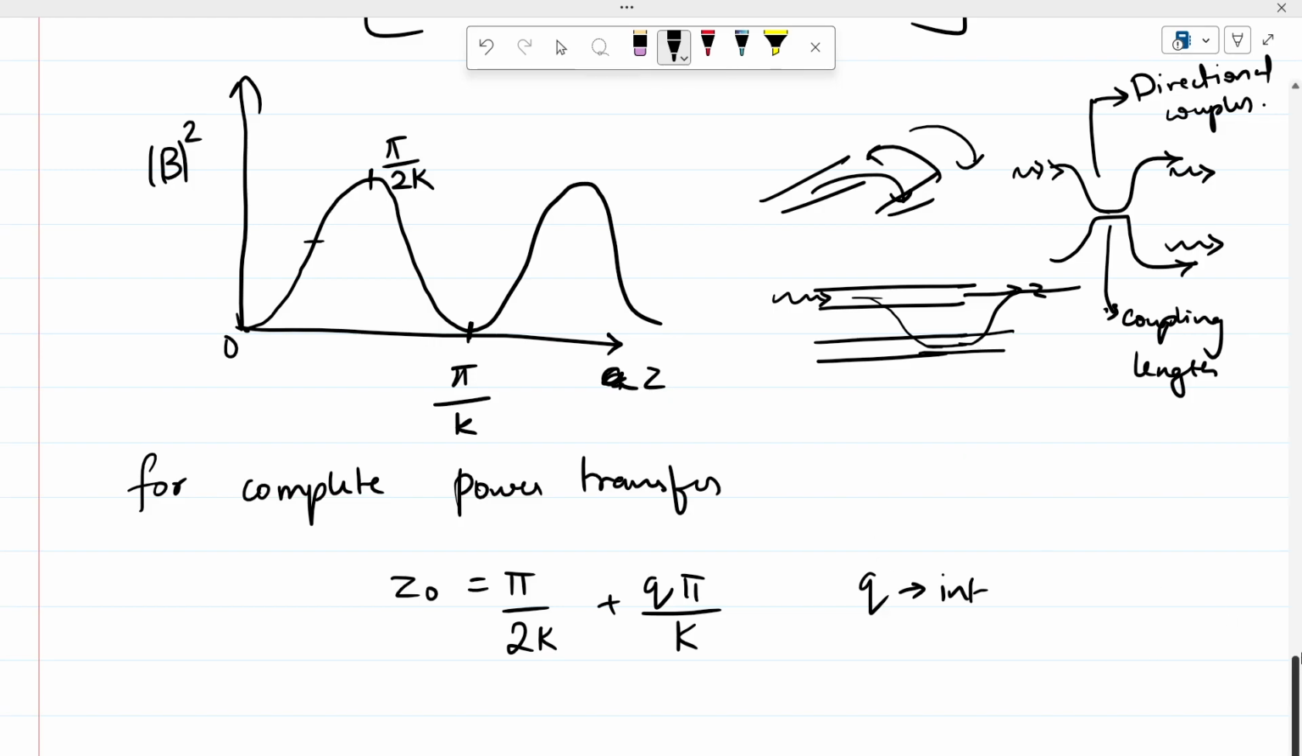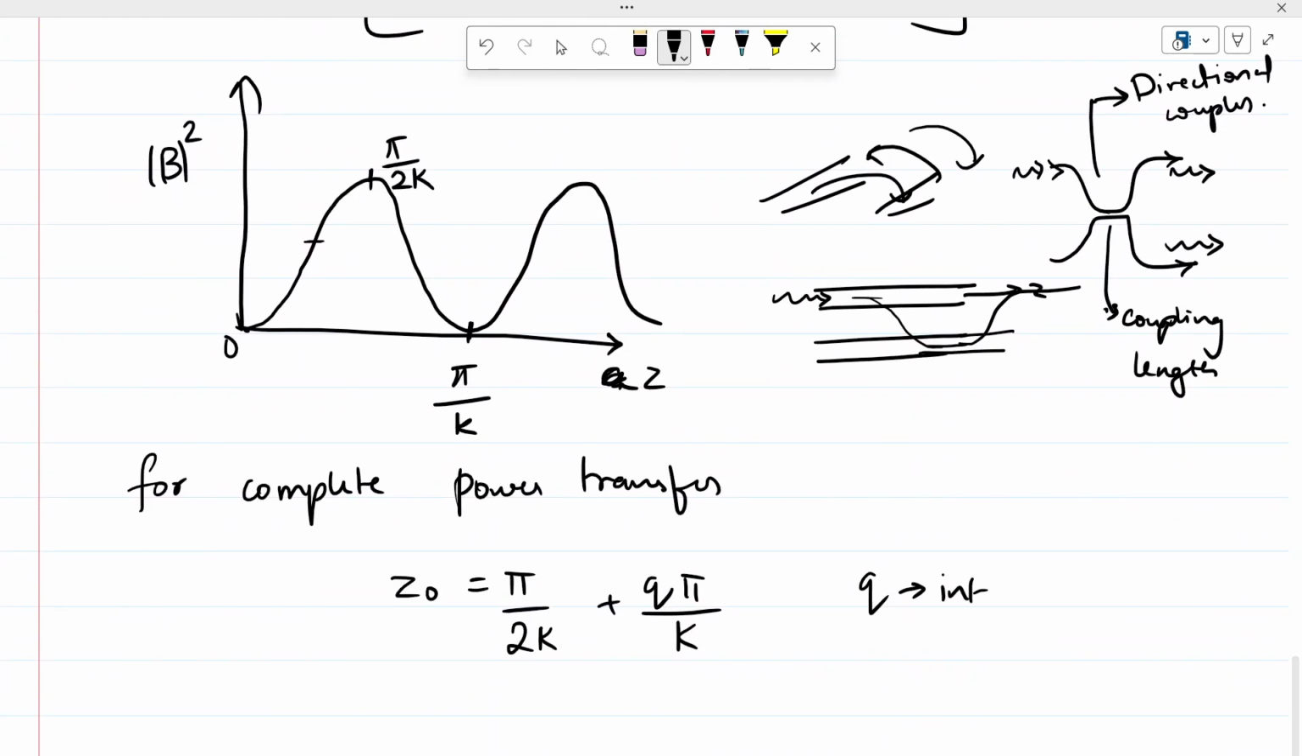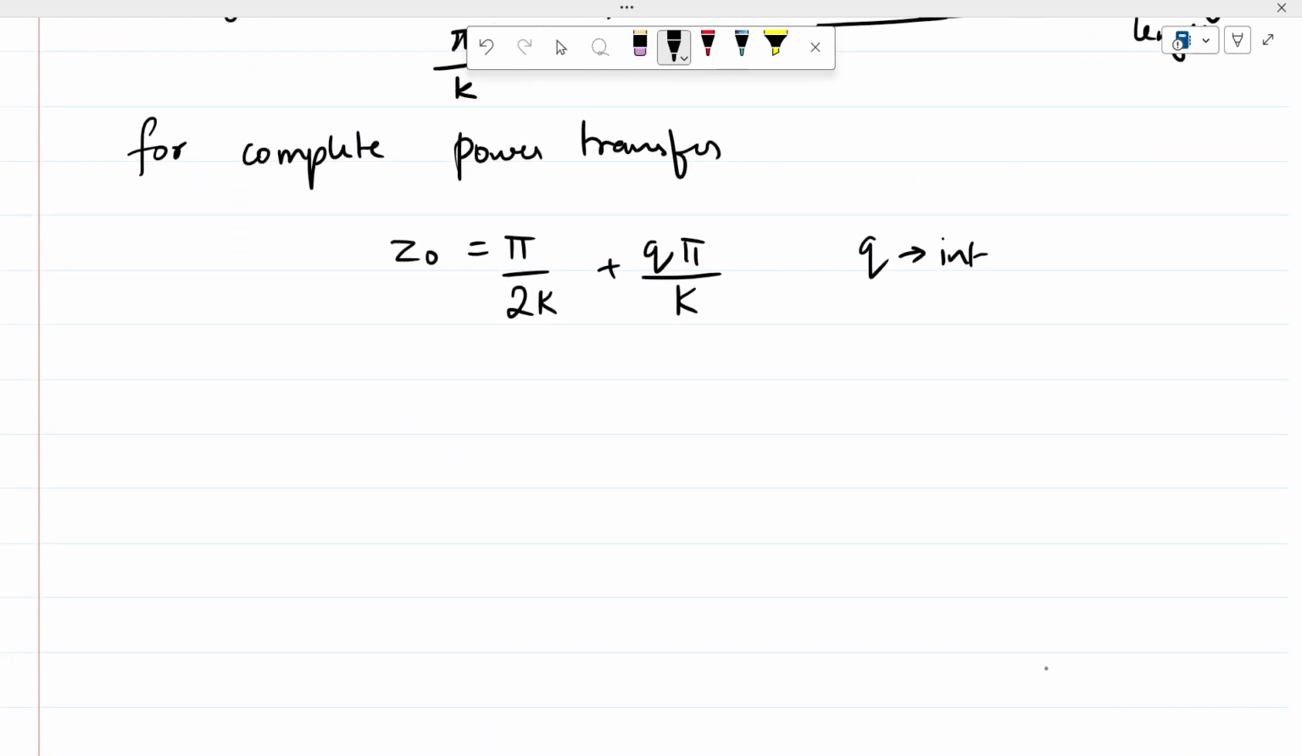Now let us try to put in some numbers and see how much power is transferred, what is the period of the power transfer and all those things. So let us start with an example. This example I have taken from Clifford. In fact, most of the analysis that we did in today's class is there in Clifford.